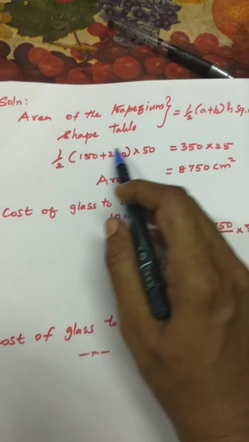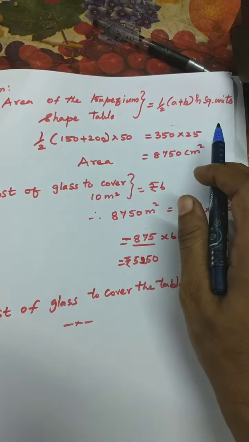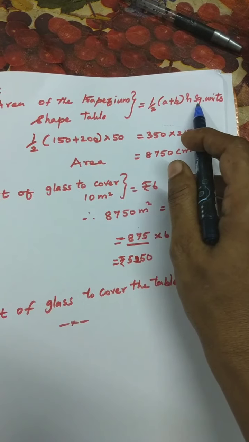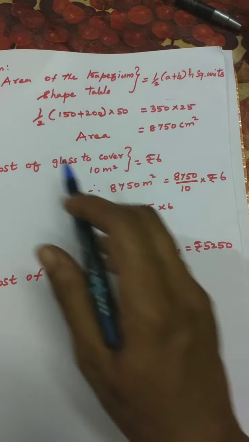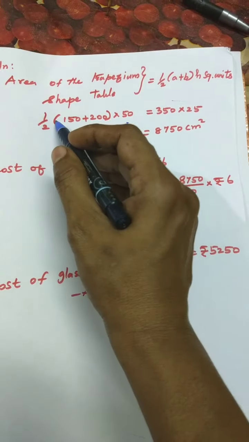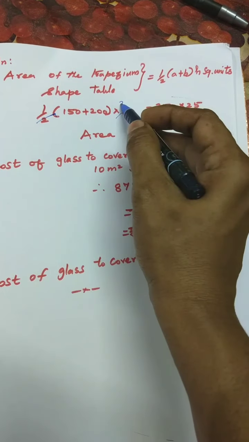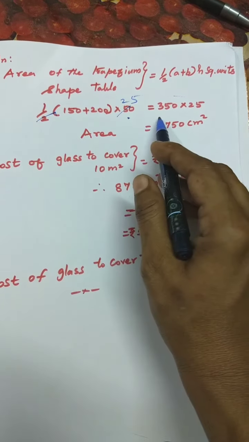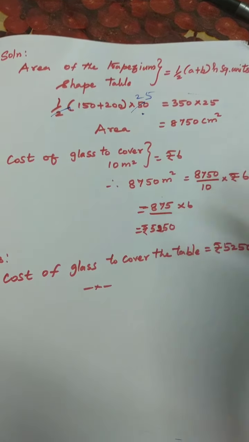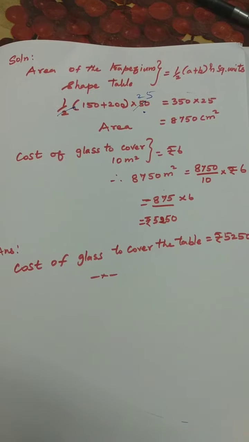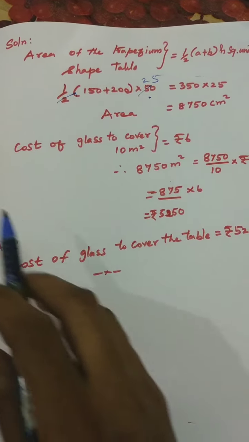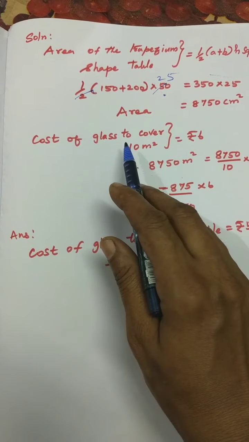Then solution. Area of the trapezium shaped table is equal to 1 by 2 into A plus B into H square units. Then half into, you substitute A, B and H. Now you cancel this, it will come as 25, isn't it? Then 350 into 25, 8,750 centimeters square. The area of the tabletop is 8,750 centimeters square. Now we have to find the cost of glass to cover that.